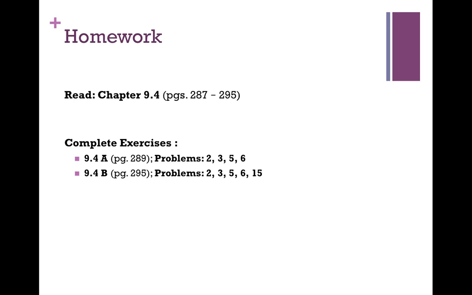For this homework assignment, you are asked to do exercise 9.4a on page 289, as well as exercise 9.4b on page 295. Beginning with exercise 9.4a, you were instructed to identify whether each of the following statements below is a tautology, self-contradiction, or contingency by creating a truth table for the statement.